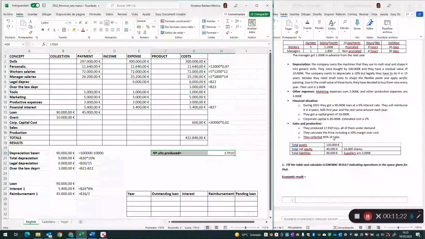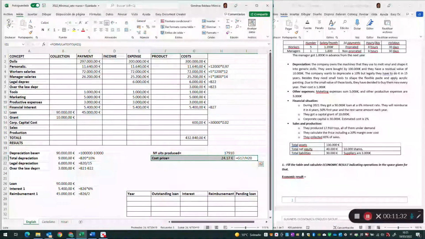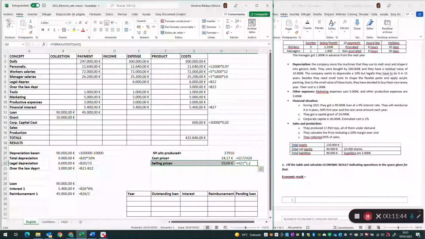To calculate the price, they include a 20% margin on the cost, and they collect 85% of sales. So let's move on. Here we have the cost price, which we calculated dividing the total cost by the number of units produced. Now we're going to calculate the selling price, which means we need to add 20% to this amount. So it's going to be 24.17 plus the 20% of 24.17. That gives us a total of 29 euros.